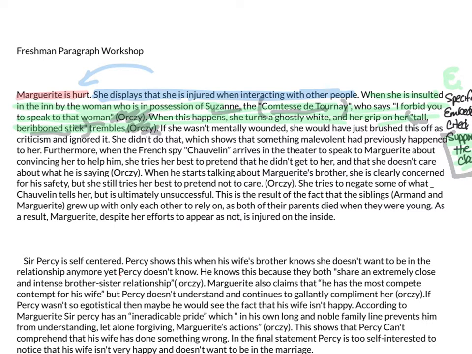So we looked at one where the logic kind of fell apart. So you tell me, does this show that she is displaying this sort of wounded side when she's interacting with other people? Hopefully you said that it does. The logic here is actually quite strong. So let's take a look at the next section. If she wasn't mentally wounded, she would have brushed this off as criticism and ignored it. She didn't do that, which shows that something malevolent had previously happened to her. What is that?